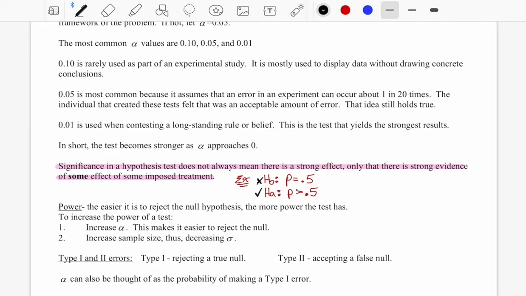The power of a test is the ease in which you can reject the null hypothesis. All right. So the easier it is to reject the null, the more power the test has. All right. So if we want to increase the power of the test, the ease in which we can reject the null hypothesis, we can increase alpha, or we can increase the sample size. Increasing the sample size reduces your standard error. It reduces your standard deviation.